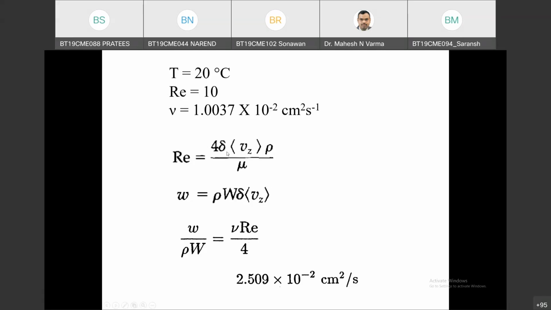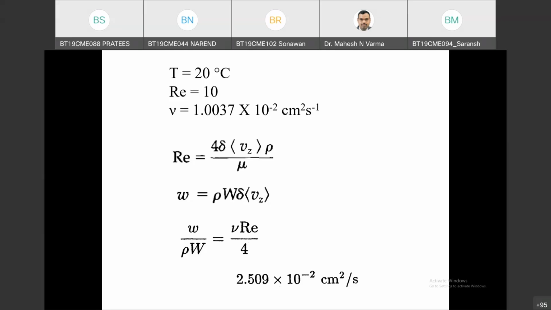So why here is it 4? There is no logic in that. Why is there 4? Because the person who derived this modeling the first time used 4 delta as a characteristic length and average velocity as a characteristic velocity. Okay, so got it.